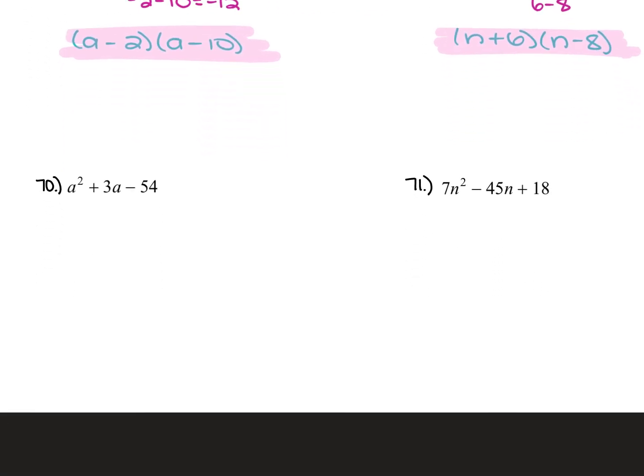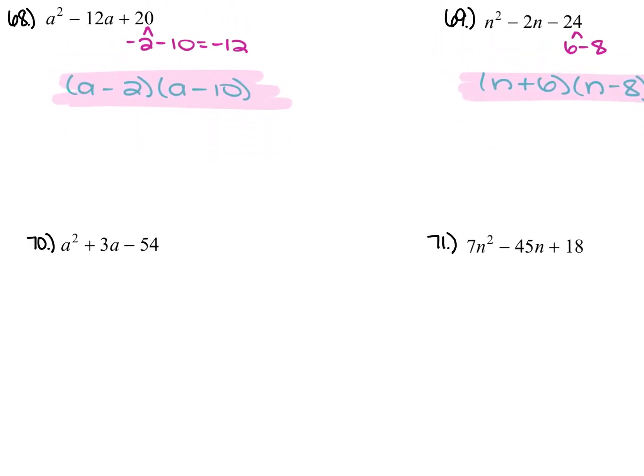For number 70, you have a squared plus 3a minus 54. Your factors of -54 that add up to be 3 are -6, sorry, and +9. So this is a minus 6 times a plus 9.